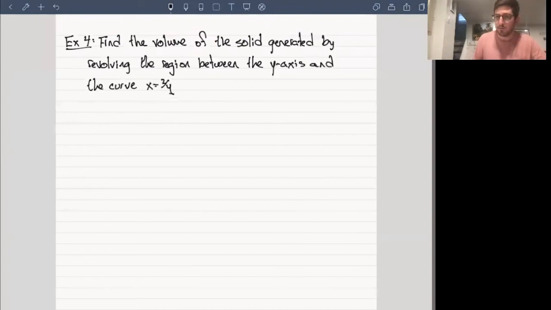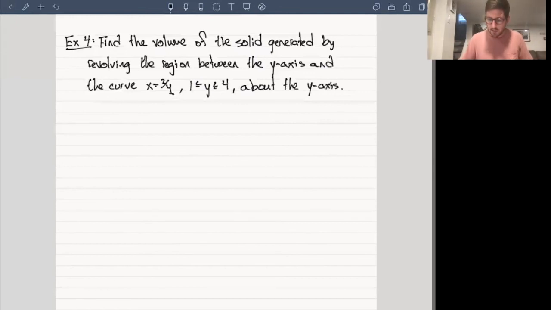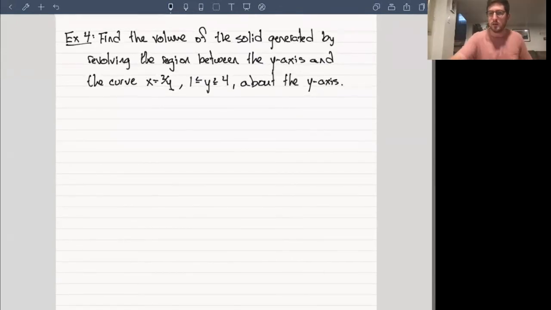So I'm going to give this to you as x as a function of y, because we're going to be integrating with respect to y. But that's fine. You can multiply both sides by y, divide both sides by x, and get y is equal to 2 over x. It's the same function here. And 1 is less than or equal to y, which is less than or equal to 4. And this is going to be rotated about the y-axis. So this is rotated about a vertical axis instead of the previous cases where we rotated about a horizontal axis.